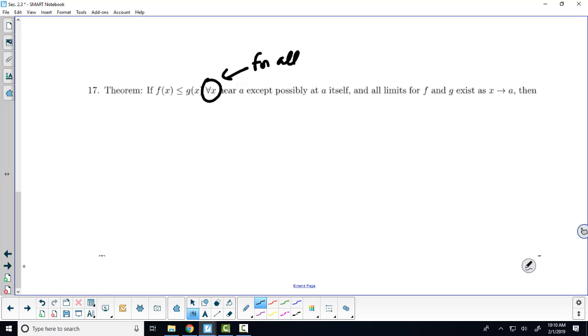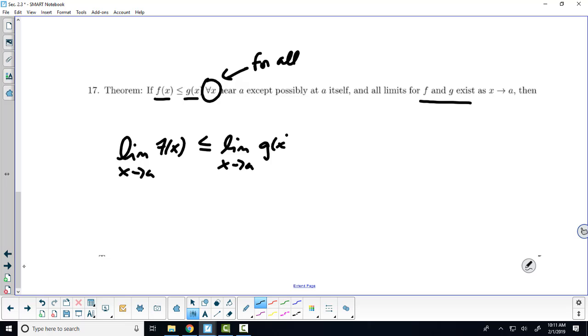So suppose the y values of f are at or below the y values of g for all x in the domain, except possibly at a itself, which is where we're evaluating the limit. I'm going to talk about limits in just a second, so they better exist. So if f is always below g, then the limit as x approaches a of f of x must be less than or equal to the limit as x approaches a of g of x.